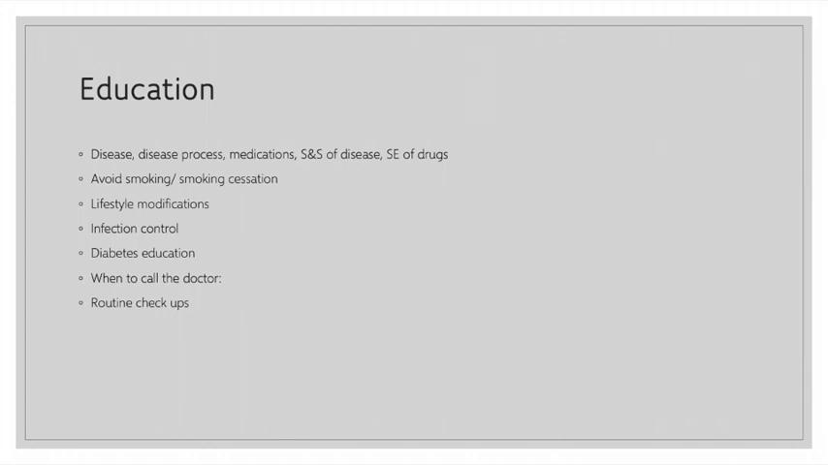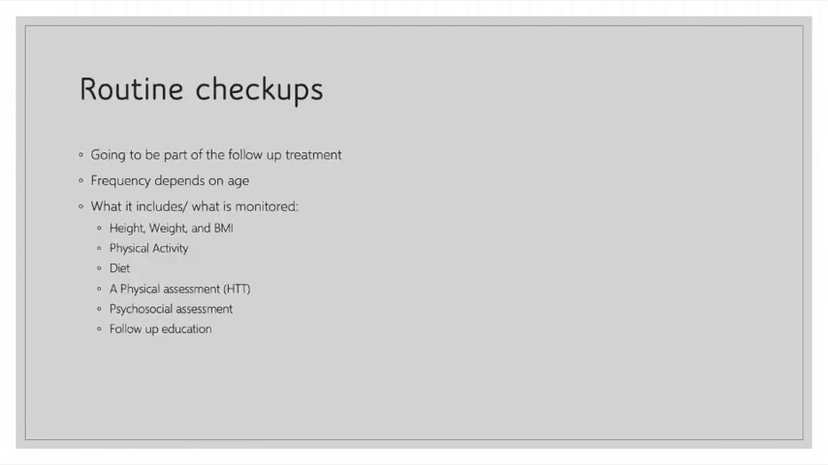So they should call the doctor if they have a pulmonary exacerbation. So that's like an increase in coughs, wheezings, any chest congestion, and excessive weight loss, poor appetite, fever, if they're coughing up any blood, or if they have any sudden shortness of breath or chest pain. And then when we discharge them, we're going to want to educate them on routine checkups. So with routine checkups, it's obviously going to be part of the follow-up treatment. The frequency is really going to just depend on the age. So obviously the younger the patient, the more frequent they're going to schedule the visits.